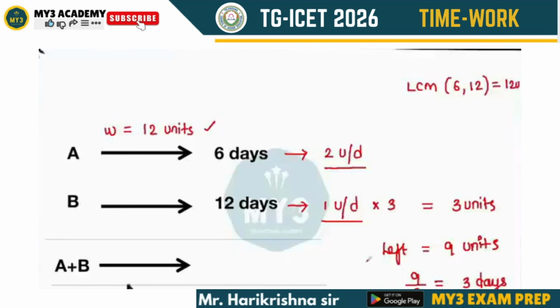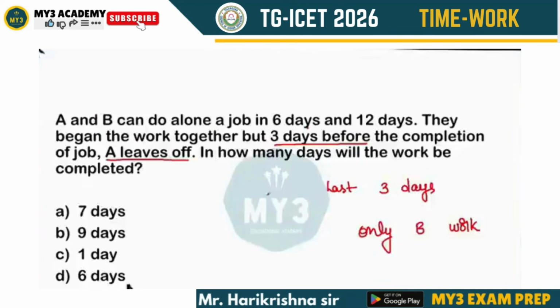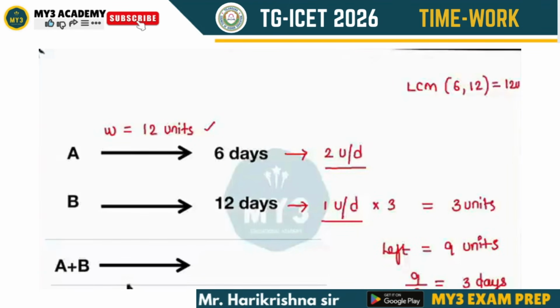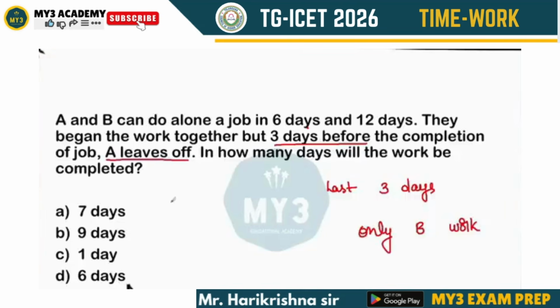But the question here is, how many days the work was completed? That means first 3 days A and B together are working, and last 3 days only B is working. So total number of days they worked for completing this work is 3 plus 3, which is going to be 6. Mark your answer choice as option D.